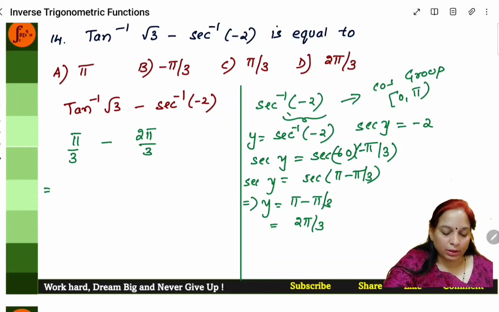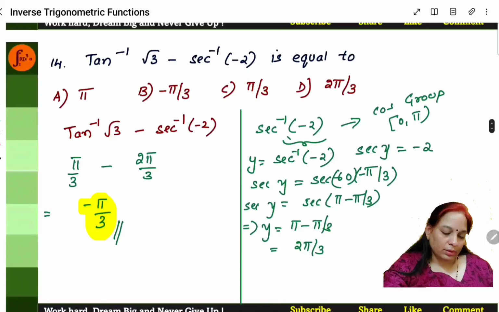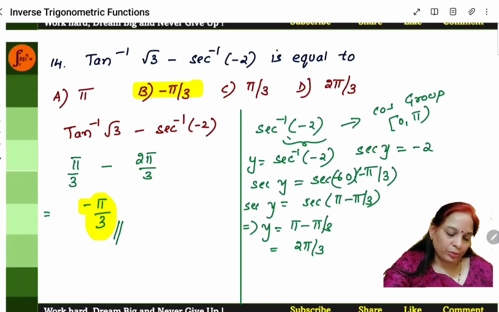Pi by 3 minus 2 pi by 3 is minus pi by 3. Minus pi by 3 is the answer, option B.